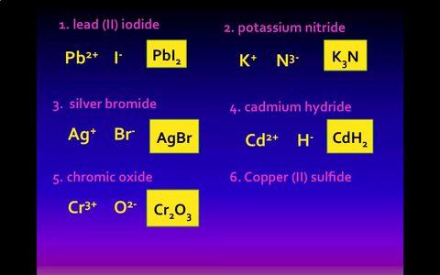And then copper(II) sulfide, the 2 tells me that copper is a +2, sulfur is a -2. They already add up to 0, so I'm not going to cross over. I get CuS. If I did cross over, I would get Cu2S2, so I would need to reduce it.